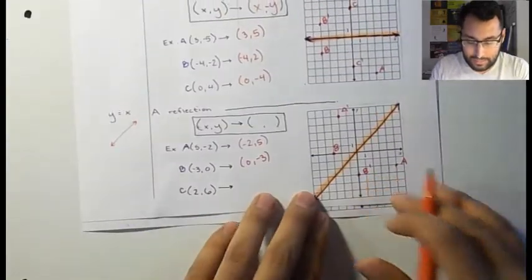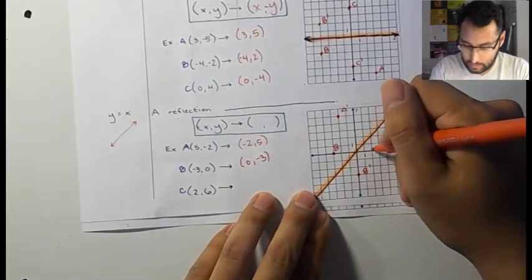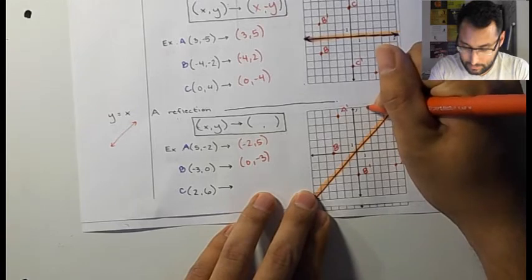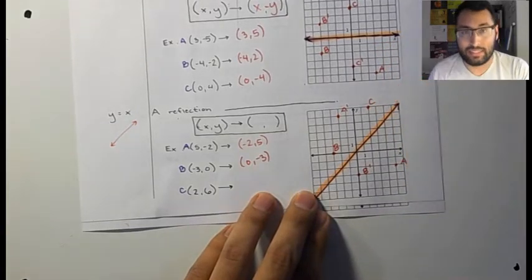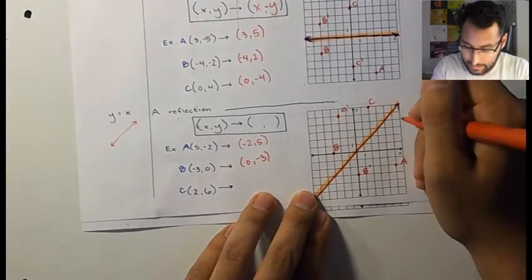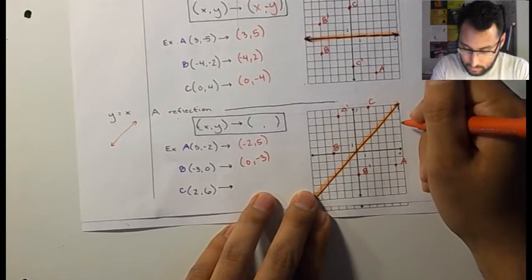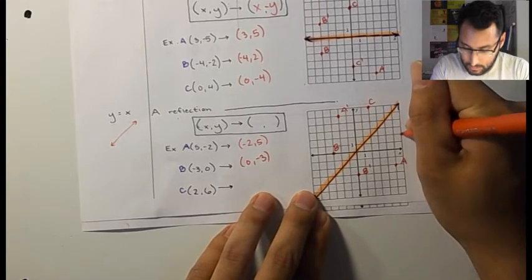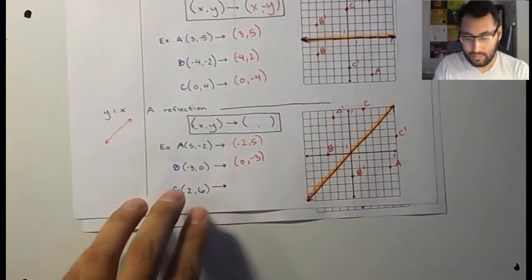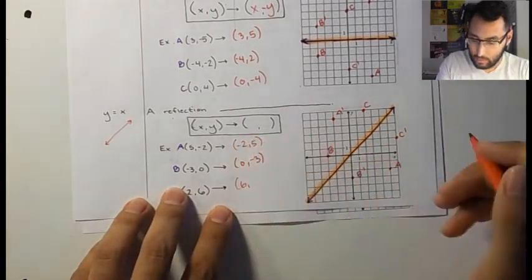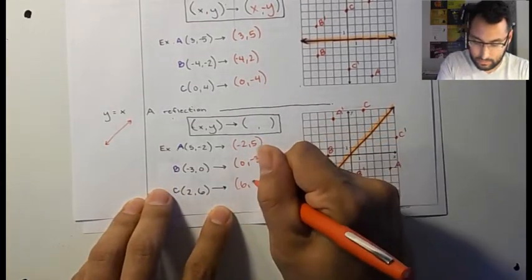And the last one is 2, 6. That's where C is. So that's 2 to the right, 6 up. C, so where does C prime go? That is going to be, I believe, right here. C prime. That'll be 6. That coordinate is 6, positive 2.